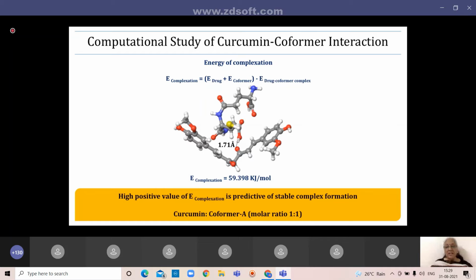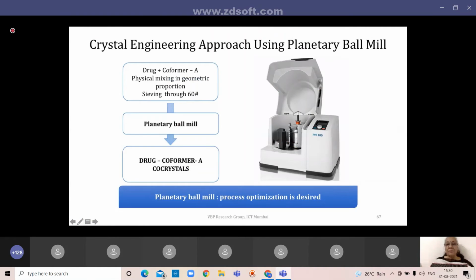And this particular one, because it is published, but we have not revealed which is coformer A, still looking at whether we get industrial partners. But this gives you an idea as to how we went about it. And you can very well think, if you know the curcumin structure and what the functional groups are, anyone with common sense will be able to guess what the coformer would be. So it gave us that at 1:1 molar ratio, there is very good complexation happening.